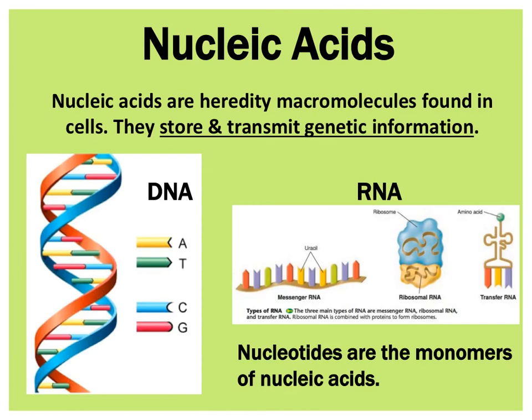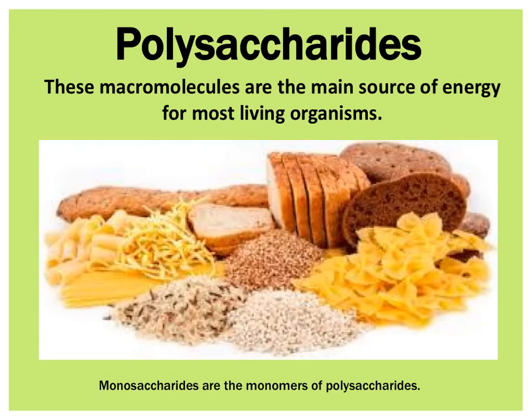Nucleic acids are polymers. Nucleic acids are heredity molecules found in cells. They store and transmit genetic information. Examples of nucleic acids are DNA and RNA, which means both DNA and RNA store and transmit genetic information. The monomers of any nucleic acid would be a nucleotide. Polysaccharides are polymers and are the main source of energy for most living things. Monosaccharides are the monomers of polysaccharides.